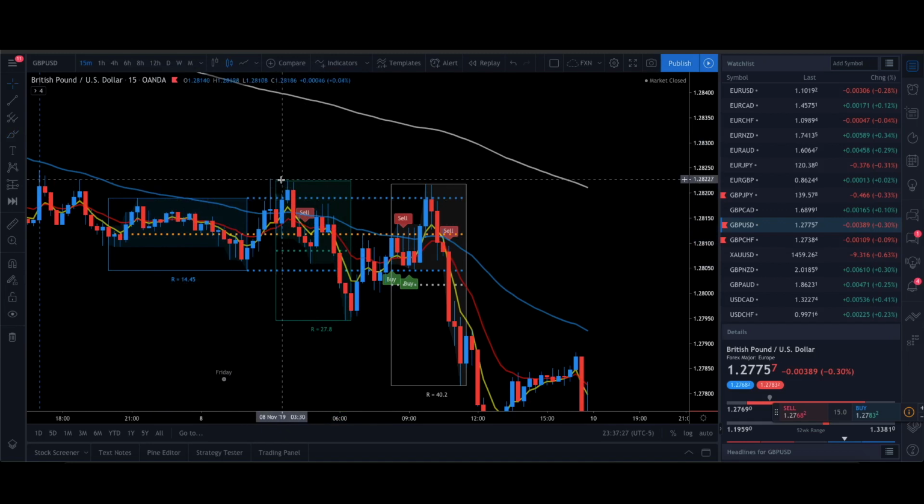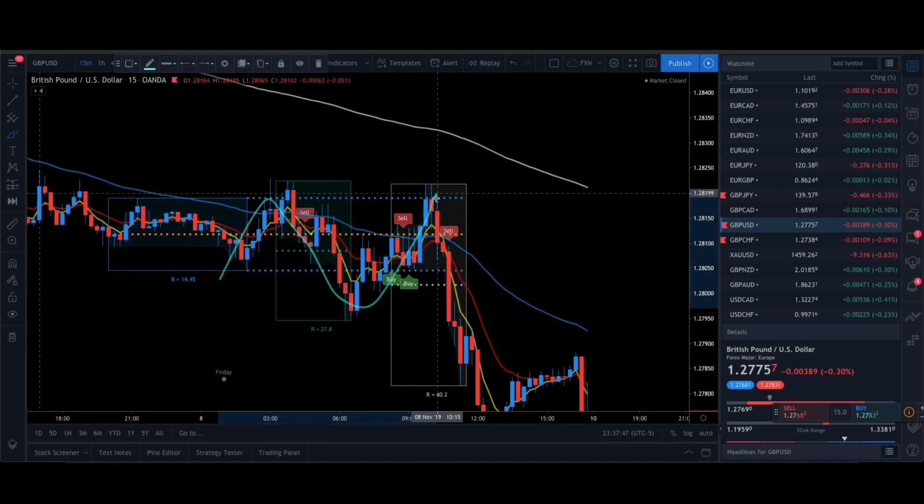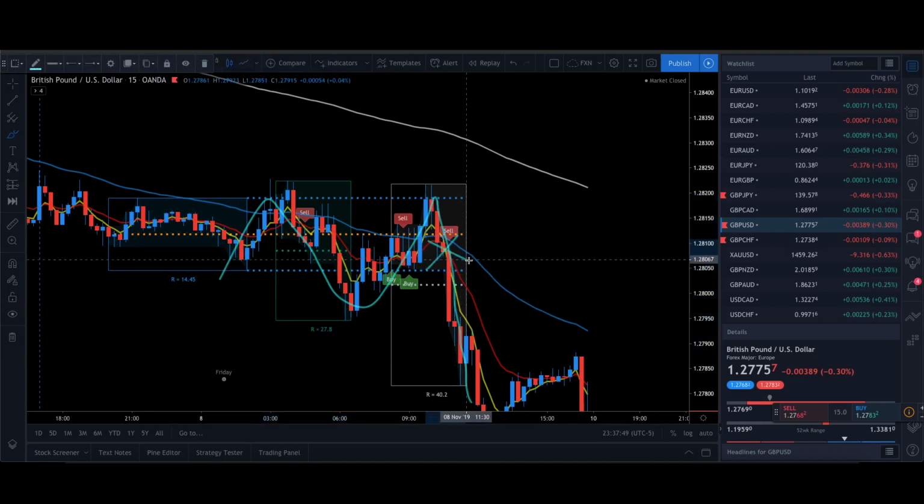So as long as the setup happens inside of the box, that's a major important point. The setup has to happen inside of the box. So the second leg of the M has to be inside of this box. As long as the second leg of the M is inside of this box, or inside of this box, like this one here, you can take that trade. There's your trade.